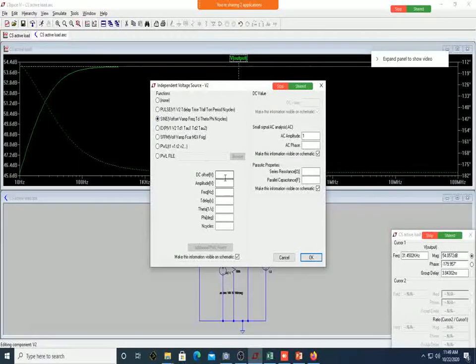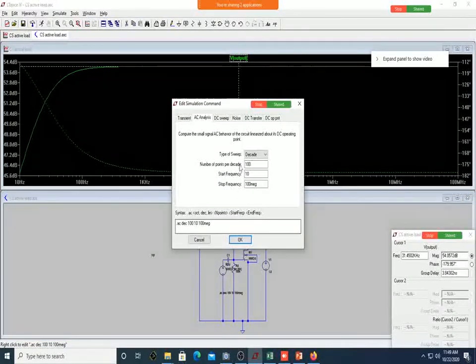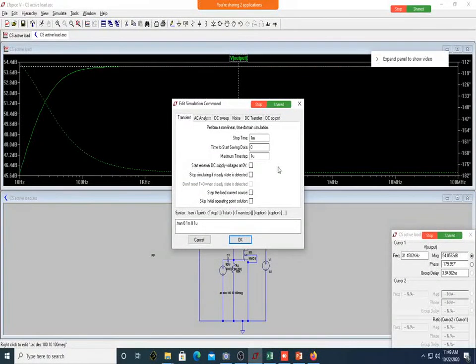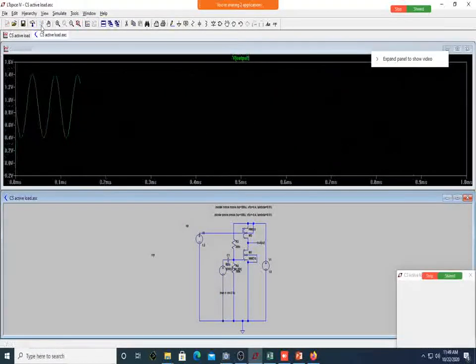Now I'll go back to this. I'll take V sine, DC offset as 0. Amplitude, let me take it as 1 milli, 20 kilohertz. That's fine. I'll take out this amplitude. This is done. Now let me change this to transient, 1 milli, 1 micro. This is also fine. Done. Let me run it now.